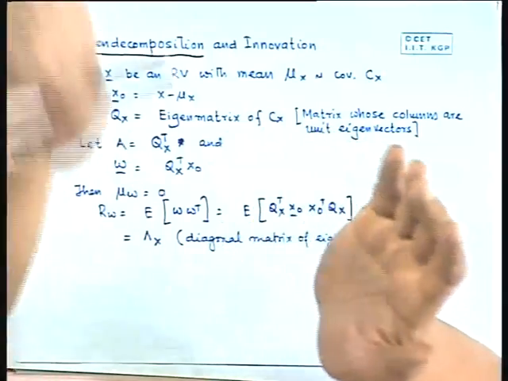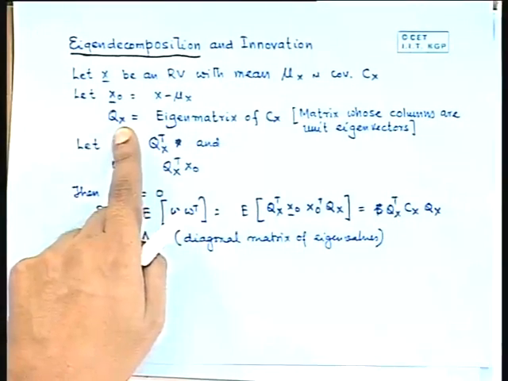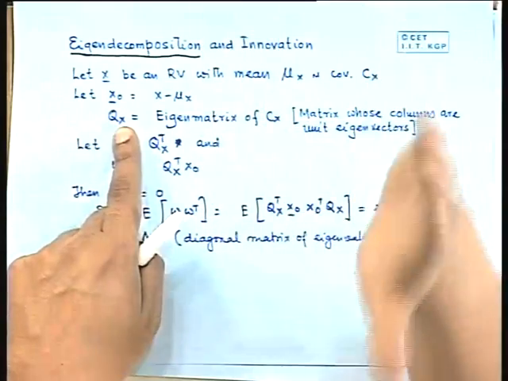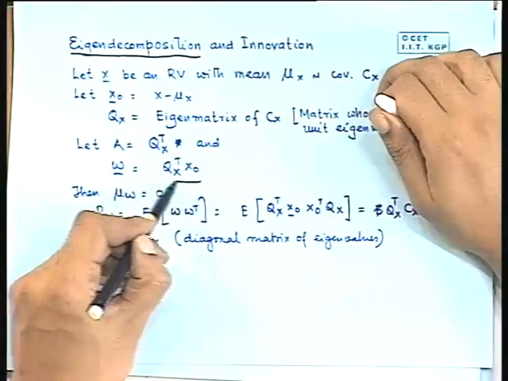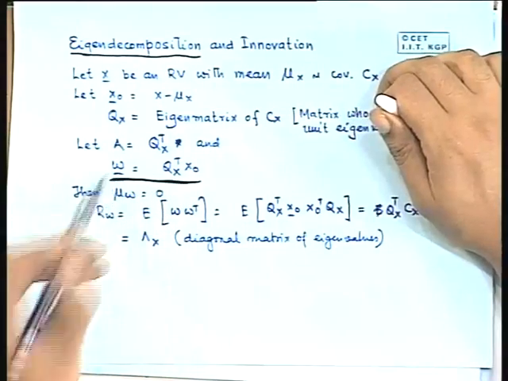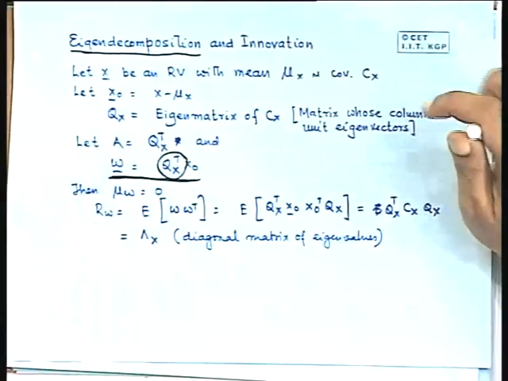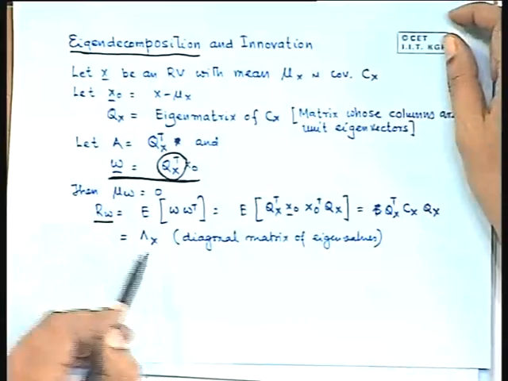and I can stack those eigenvectors to make this matrix Qx. This is the Q matrix that I was talking about, which consists of the eigenvectors of R. I have stacked them up, and now I will show you that if I make a transformation like this, that is, if I choose this as the A matrix, then RW will become diagonal.